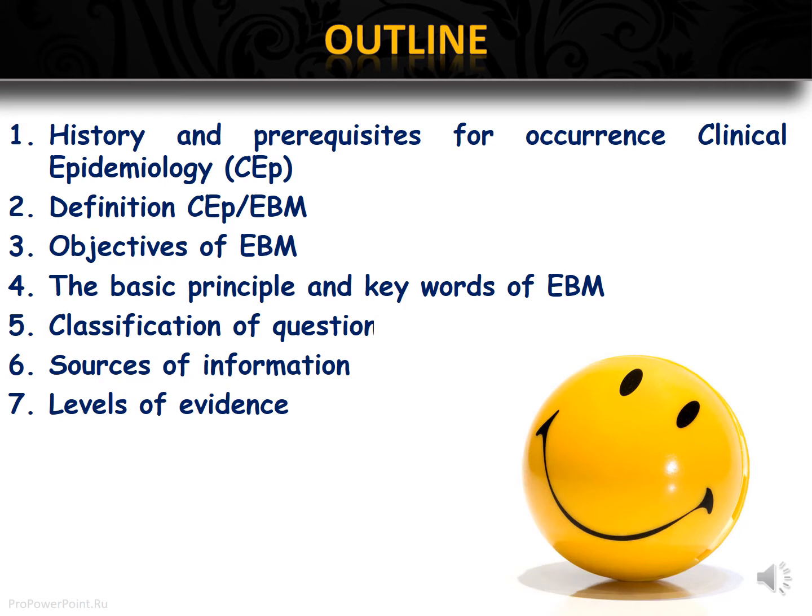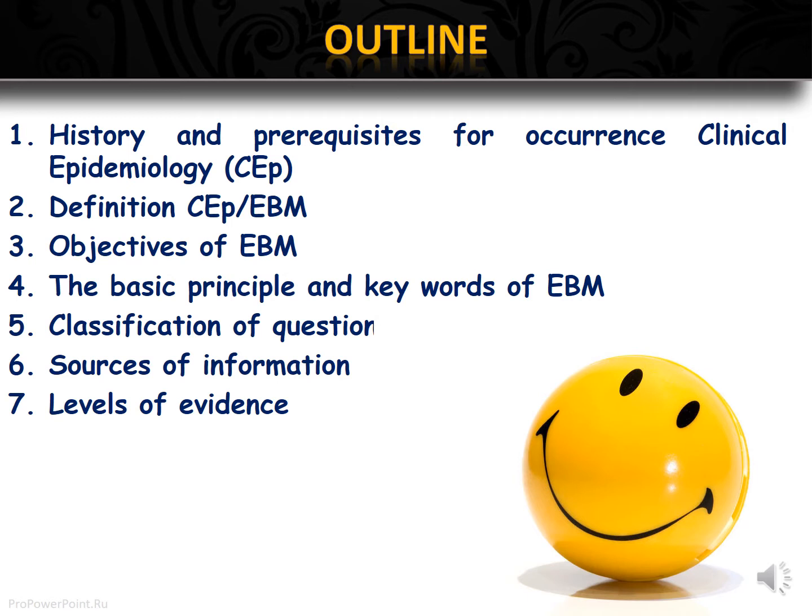You see the outline of this lecture. The first point is associated with the history of clinical epidemiology, the main stages in developing this discipline, and then you see the definition of clinical epidemiology and evidence-based medicine, and some points about the stages of evidence-based medicine. Then we will discuss the objectives of evidence-based medicine, then the basic principles and keywords of evidence-based medicine, which are necessary for your understanding of this topic.